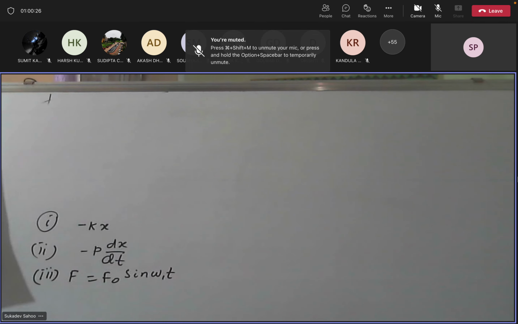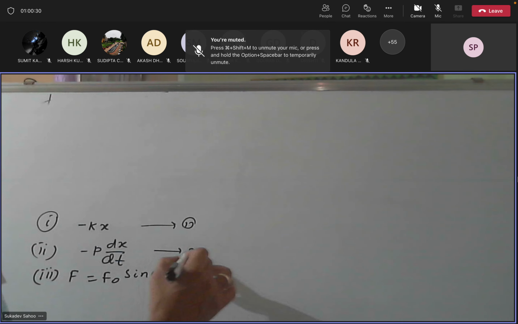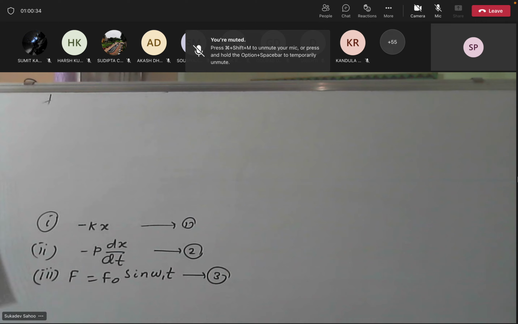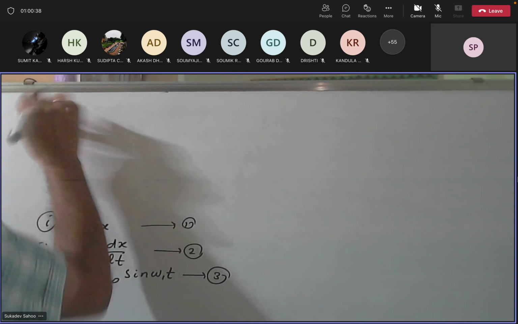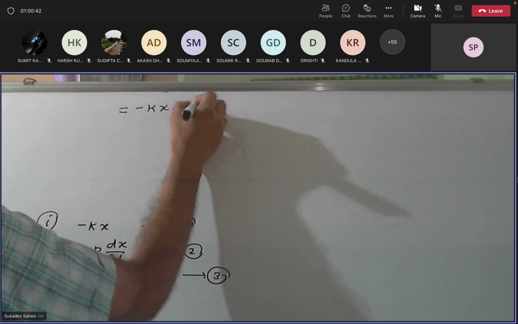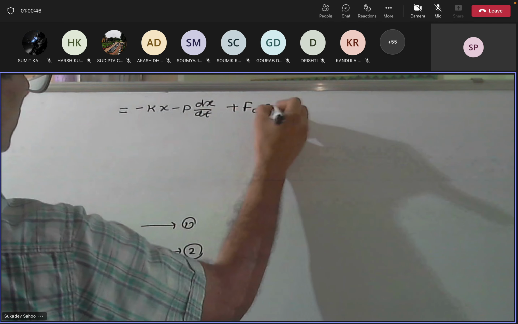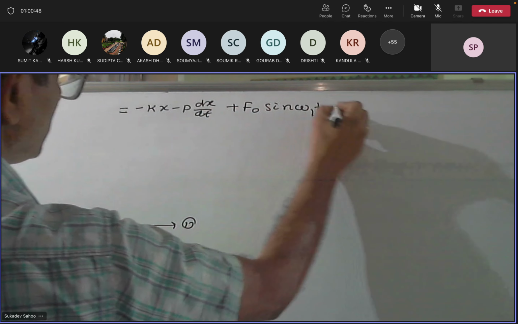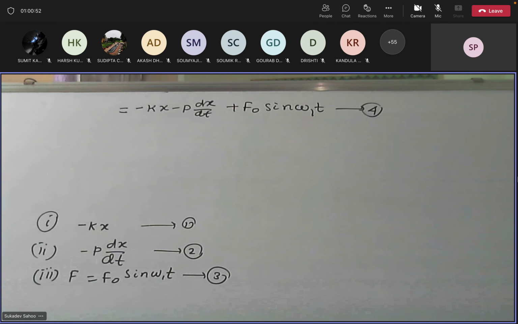Suppose we'll say this is equation number 1. Restoring force, damping force, this is the external periodic force. The net force acting upon the body would be minus kx minus p dx by dt plus F0 sin omega 1 t. This is the net force acting on the body.